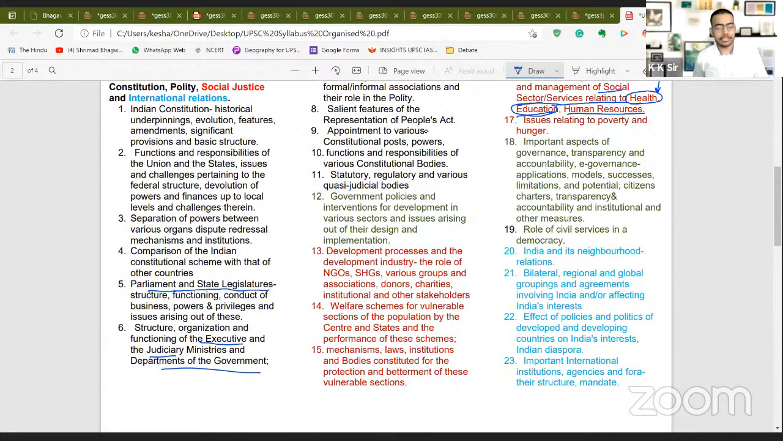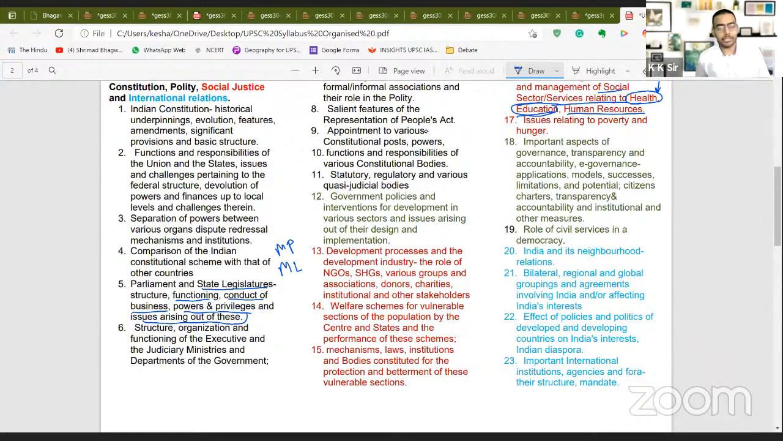Parliament and state legislatures. Functioning, conduct of business, powers and privilege, and issues arising out of these. Right, so this is a direct topic in your syllabus. What you have to read about the state legislature: the functioning of the state legislature, the conduct of business, that is how the state legislature works, then powers and privileges. What kind of powers these MLAs and MPs enjoy, and issues arising out of these.